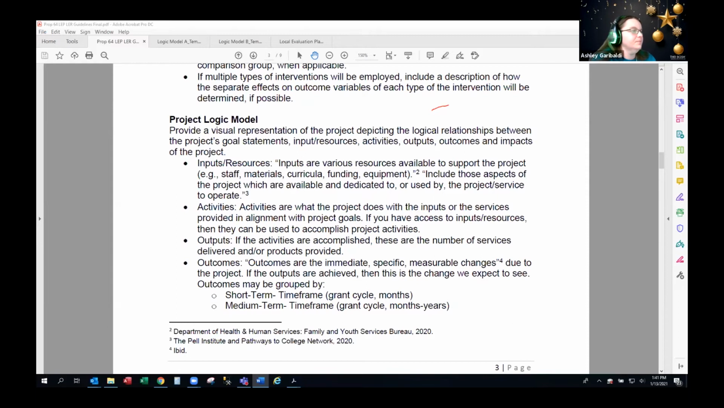So keep going. I know it may or may not sound simple, but we really are trying to enforce the strategy of determining whether outcomes are attributed to your program. We do want to know if your project is the cause of the differences to your participants or your locations or service areas.